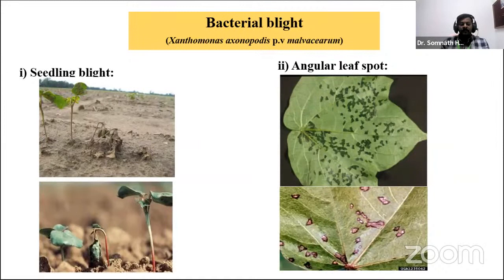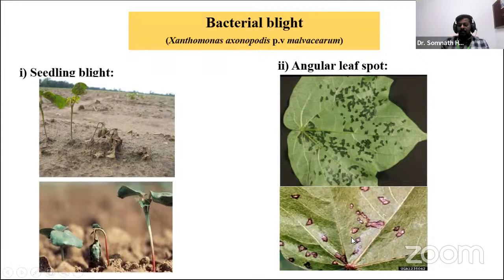It occurs generally at the early stages of the crop, just after the emergence of the seedlings. The seedlings die due to this disease. The second symptom is angular leaf spot. Water soaked lesions are formed, appearing on the lower surface of the leaves. These spots are angular in nature and restricted by the veinlets. This is the conspicuous symptom of the angular leaf spot stage.